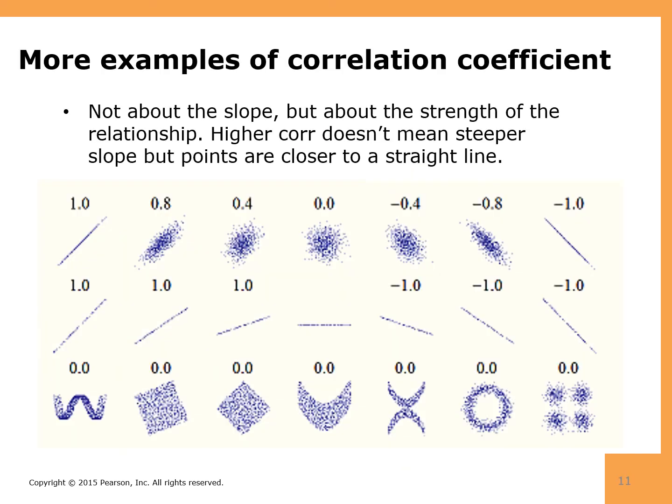Here are more examples of correlation coefficient. This is just to reiterate the fact that the correlation coefficient is not about the slope, but it's about the strength of the relationship. You can see that it's not about the slope of the line because as the lines get less steep, the correlation coefficient is still 1 because all the dots are on a straight line. And then as the dots get more and more spread out, the correlation coefficient actually declines.